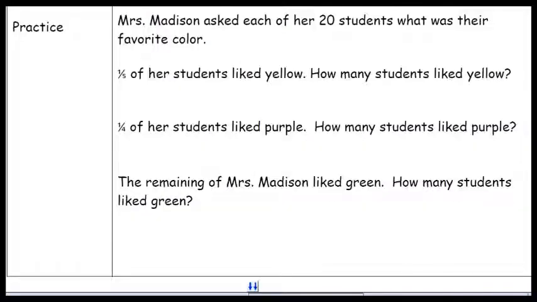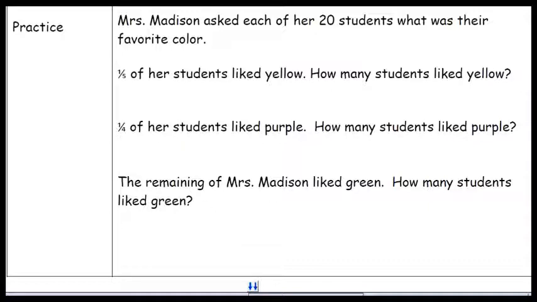Okay, practice. Miss Madison asked each of her 20 students what was their favorite color. 1/5 of her students liked yellow. How many students liked yellow? All right. And 1/4 of her students liked purple. How many students liked purple?